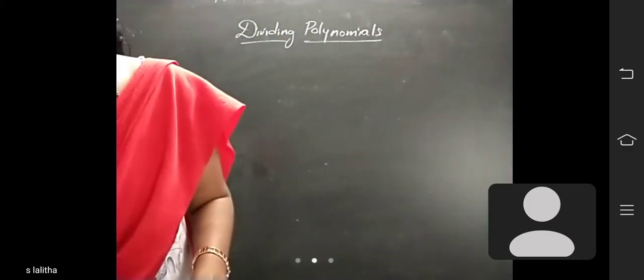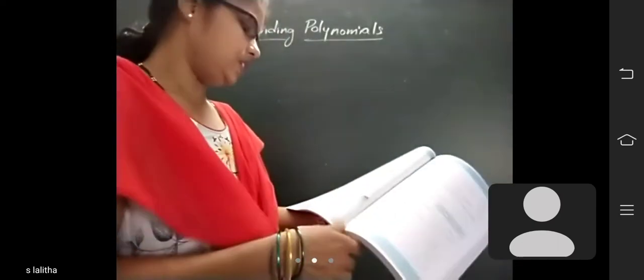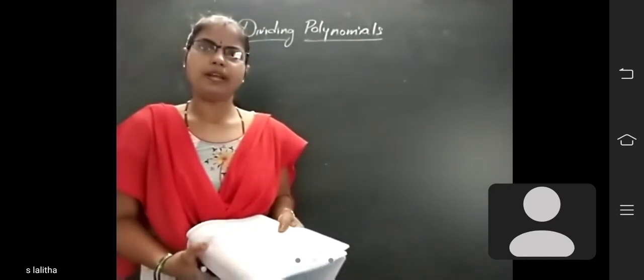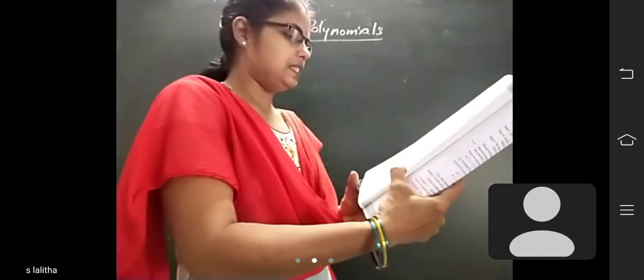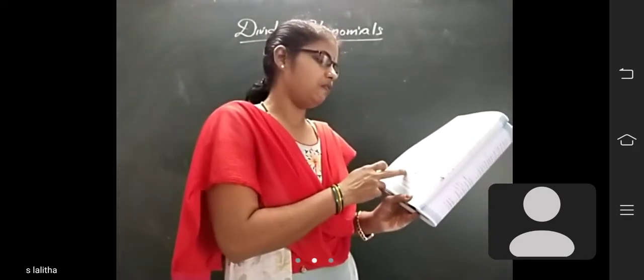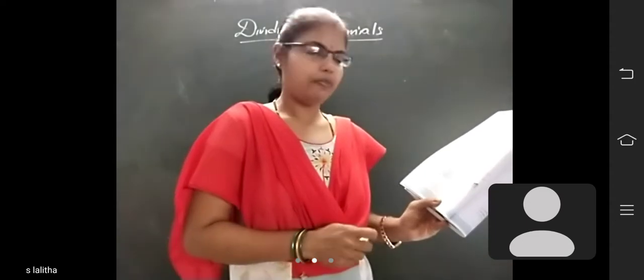Next, see page number 38, do this. Divide 3y cube plus 2y square plus y by y and write the division fact. So you have to divide and write the division fact. The division fact is divisor into quotient plus remainder. Next, divide 4p square plus 2p plus 2 by 2p and write the division fact also.